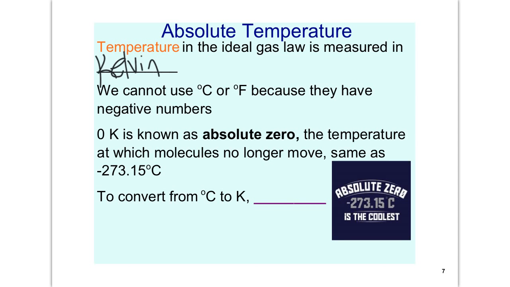So anyway, in order to convert from degrees Celsius to Kelvin, all you have to do is add 273.15.